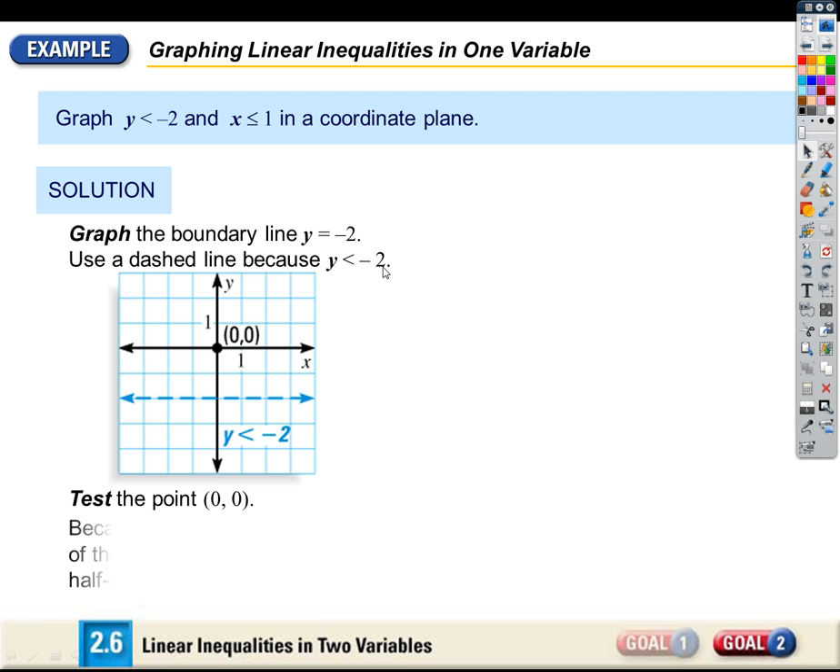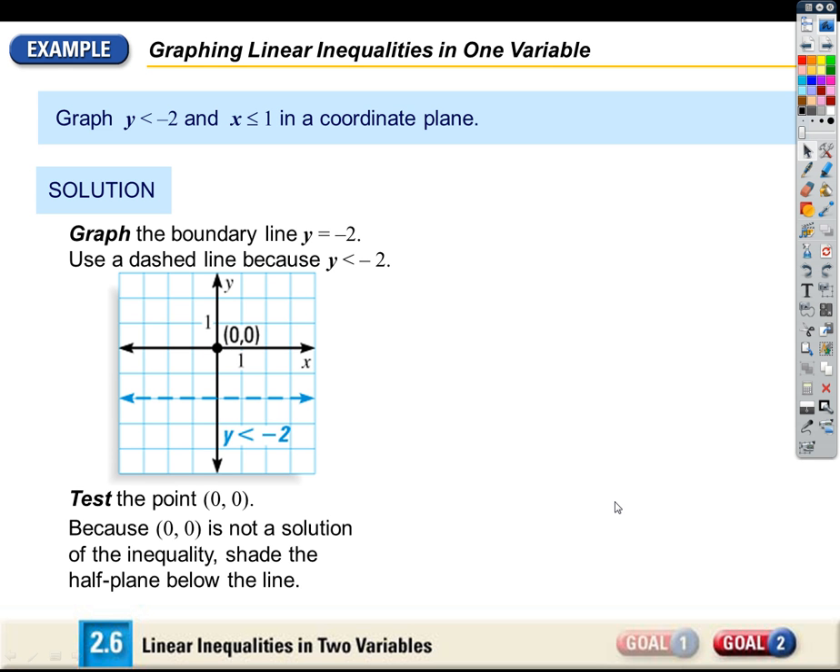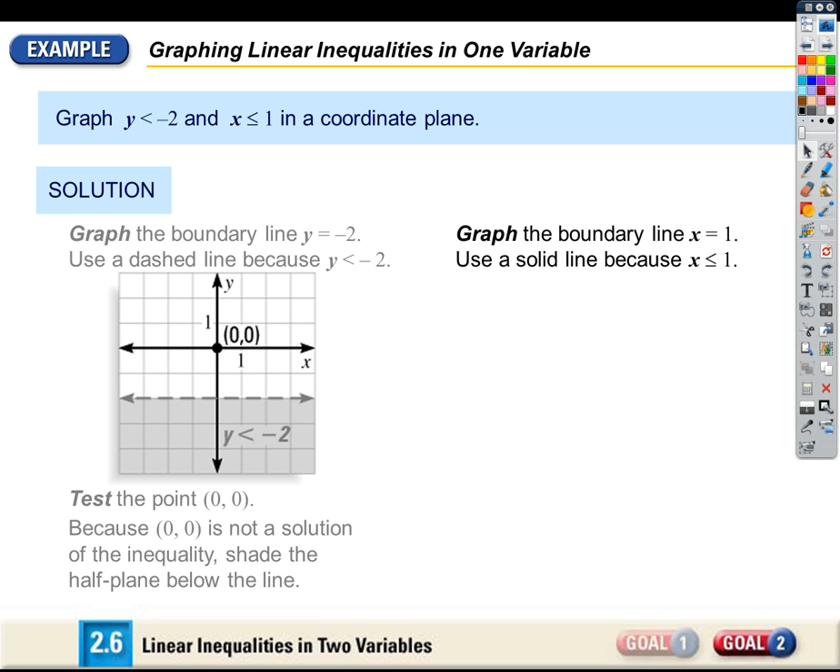Is that true? False. So then do I shade the side with the test point? No, I shade away from it because it's a loser, right? So I shade down below. That's my solution, right? How are you going to do that in Moodle? Well, in Moodle, you do the same thing you did with the other graphs. I'll give you choices, and you choose the right one, okay?